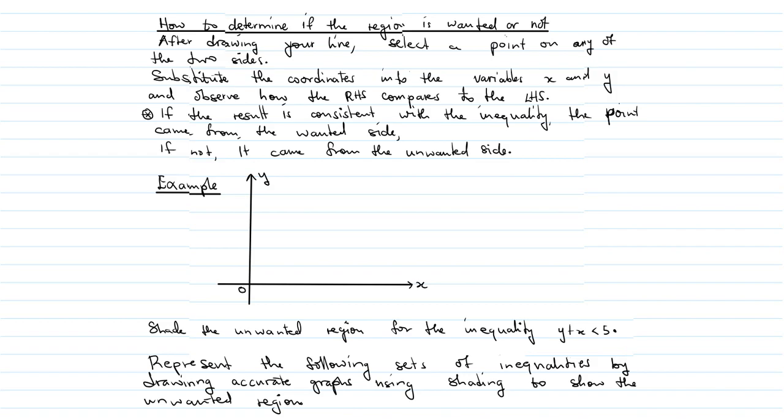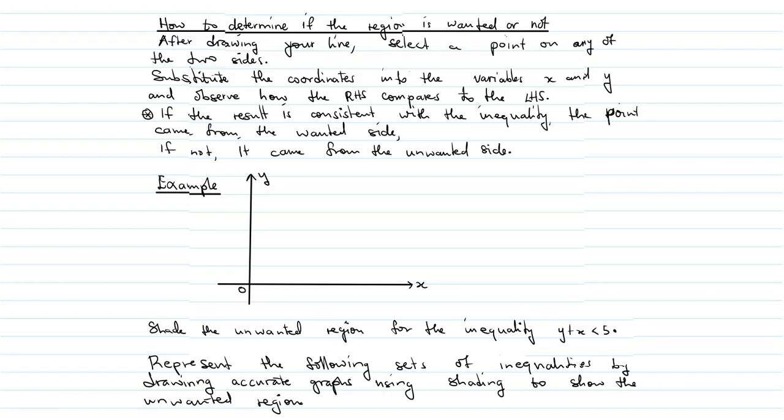Then if you substitute your point and it disagrees with the inequality, it means the point came from the unwanted region. Like here, the inequality says the right hand side is greater than the left hand side. Then you put in your point, and your point tells you the left hand side is greater than the right hand side. That is opposing what the inequality is saying. So it means that point came from there.